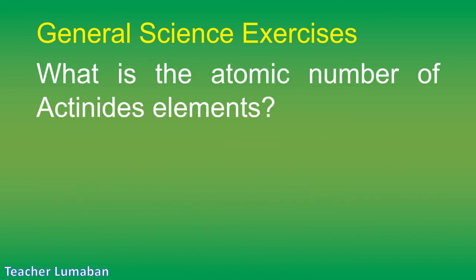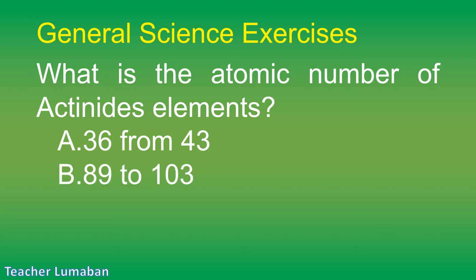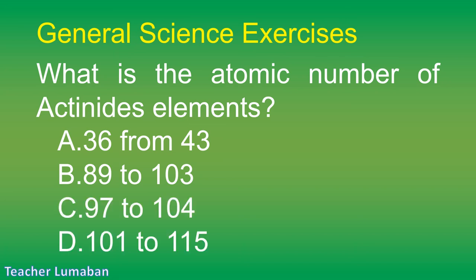What is the atomic number of actinides elements? Letter A, 36 to 43. Letter B, 89 to 103. Letter C, 97 to 104. Letter D, 101 to 115. Choose the suitable answer to the following choices in 5 seconds.